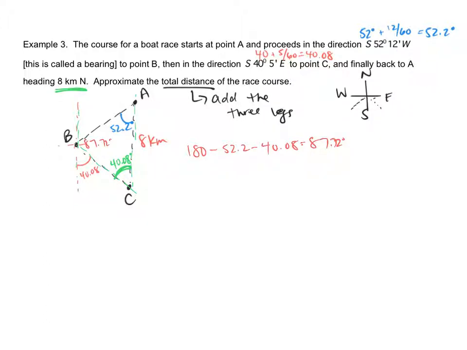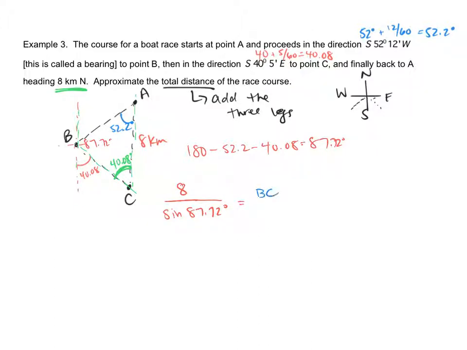And now I have enough information. I can find the length of side AB and the length of side BC, which I can then add to get the total distance of the race course. We know that the ratio of the side opposite angle B, which is 8 kilometers, divided by the sine of angle B, which is 87.72 degrees, is going to be equal to, let's start with side BC. So we're going to solve for that.